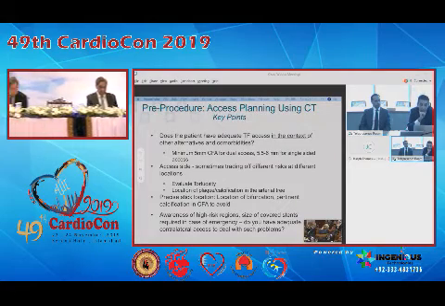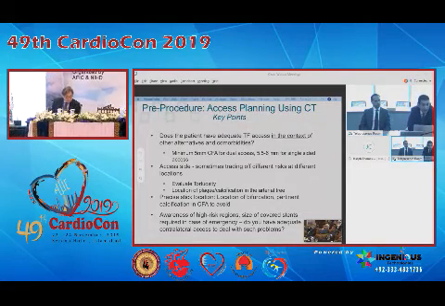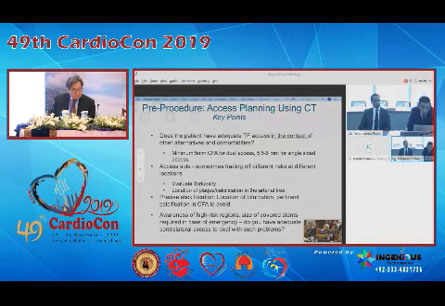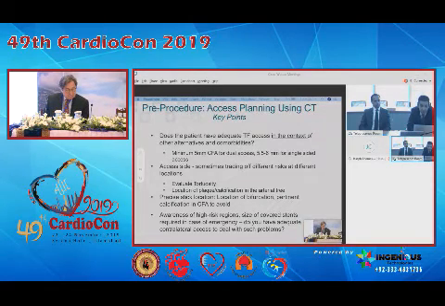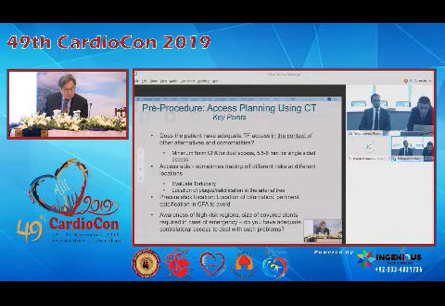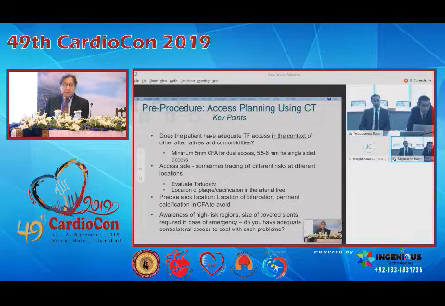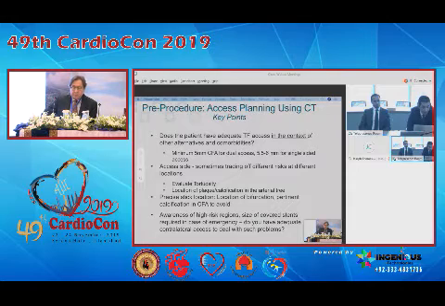We can evaluate the CT for access site, so sometimes trading off different risks for different locations, evaluating the tortuosity up into the iliacs and into the abdominal aorta. The location of the plaque and calcification in the arterial tree can let us know where we may have issues. And identifying a proper stick location, so the location of the bifurcation, is it a high or low bifurcation? Is there any pertinent calcification in the common femoral arteries? And these can all be assessed on that CT scan.